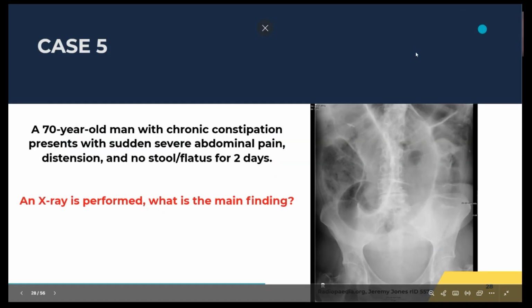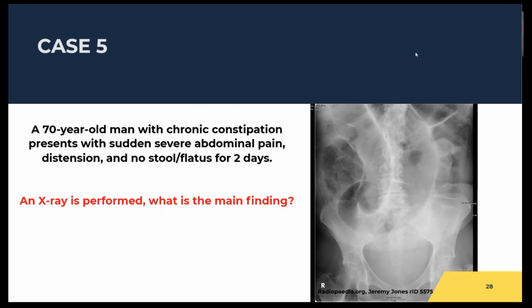Okay, so this is our final abdominal X-ray case. So we've got a 70-year-old male who has come in with chronic constipation and has sudden severe abdominal pain, distension, and no stool or flatus for 2 days. So an X-ray is performed, and what is the main finding?